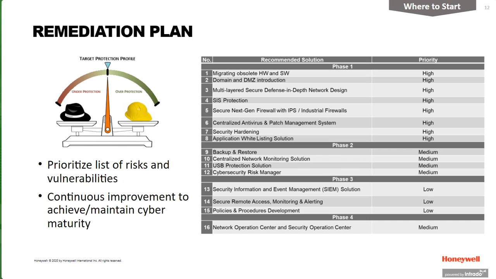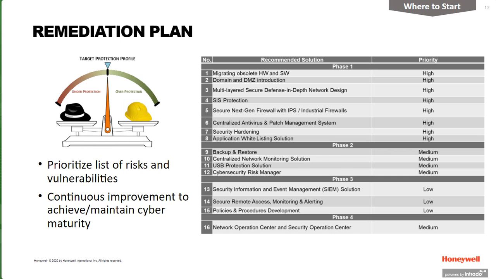Once an assessment is done, right, the next step is to have a remediation plan, have a roadmap. The assessment ideally would have a prioritized list of risks and vulnerabilities. And as a company, as a facility, you need to figure out what your target protection profile is. You don't want to be underprotected because then it exposes you to risks. You don't want to be overprotected as well because then you're spending a lot of money and you're really not getting the return that you're expecting. So you need to understand what your target protection profile is.